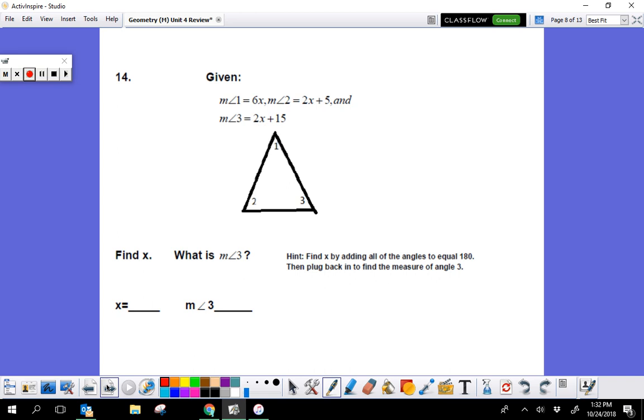Number 14, here we go. It says given the measure of angle 1 is 6x, the measure of angle 2 is 2x plus 5, and the measure of angle 3 is 2x plus 15. And it wants me to find the measure of angle 3. The hint is find x by adding all the angles to equal 180, then plug back in to find the measure of angle 3.